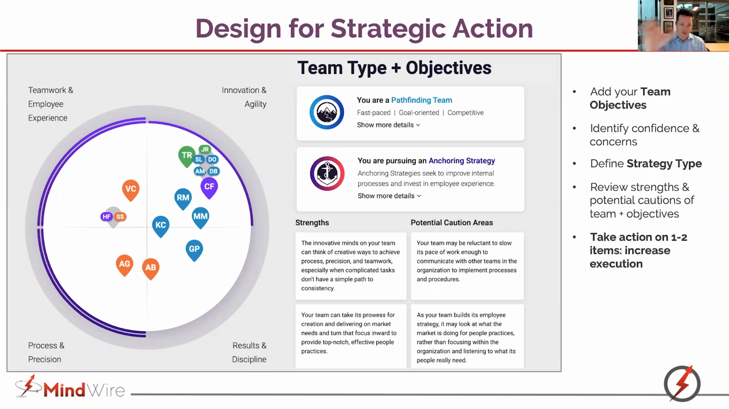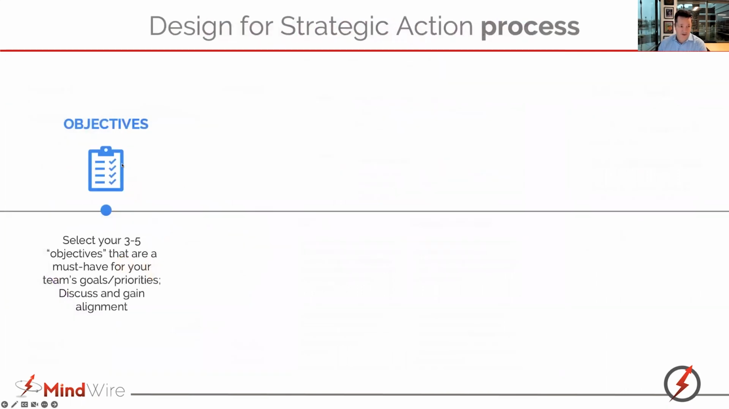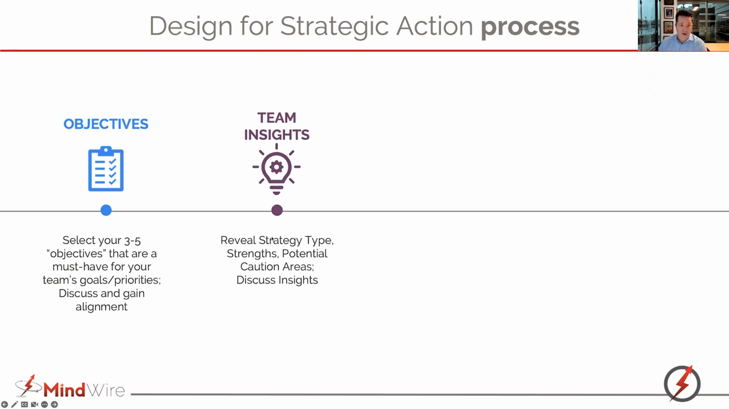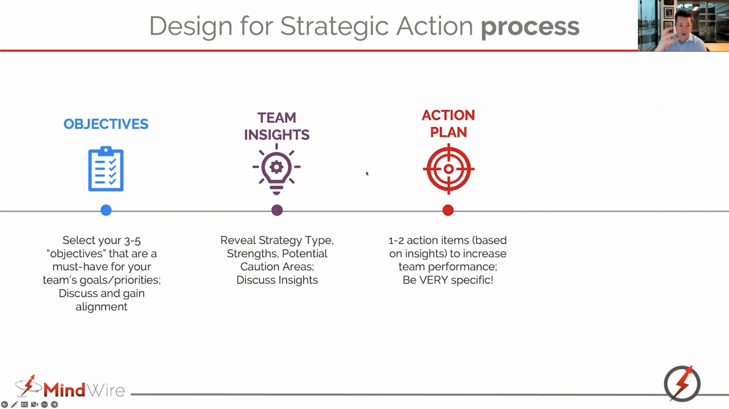Part 2, against our goals, 1 or 2 actions that would help this team more likely get there on time, on quality, more smoothly, more effectively accomplish these outcomes. So the design for strategic action process, part 2, we're going to get alignment. Those 3 to 5 objectives are stuff this team must be good at to hit our key goals. Then it'll tell us our strategy type and team type and strengths and caution areas. We're going to do the same thing, which is we're going to come up with 1 or 2 actions that can help this team more effectively achieve those goals.